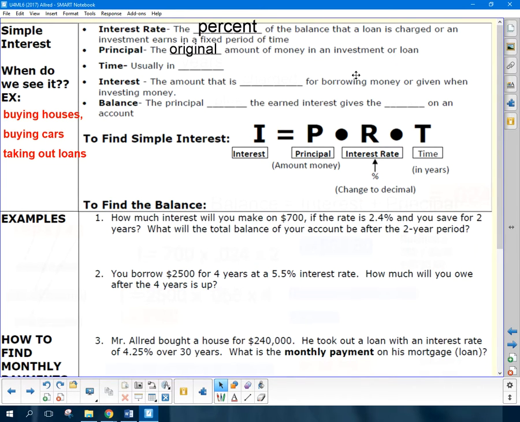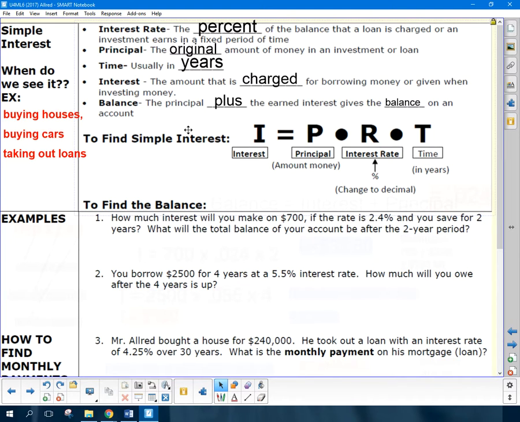The time is usually expressed to us in years, and we're going to use the number of years, the T, in our formula. The interest is the I, and that is the extra amount that is charged when you borrow money, or the extra amount that is given to you when you invest money in a savings account. You can put money into some savings accounts and they will earn extra money each year. They would be earning interest if that was the case. To find the balance on an account, we're going to take the principal and add the earned interest. That'll tell us the balance on an account.